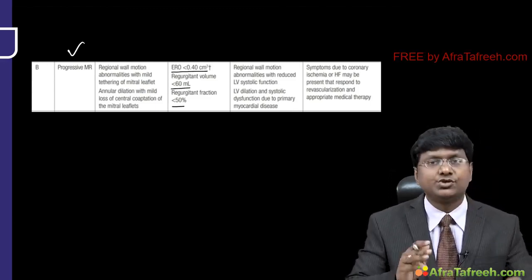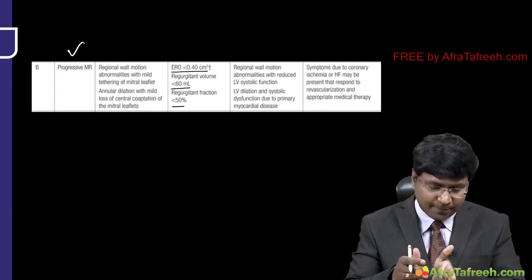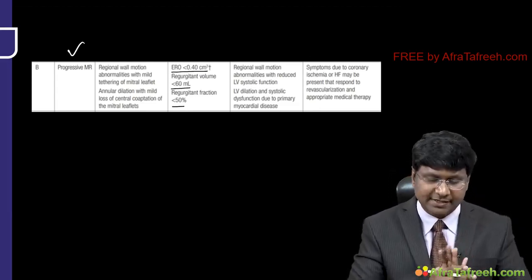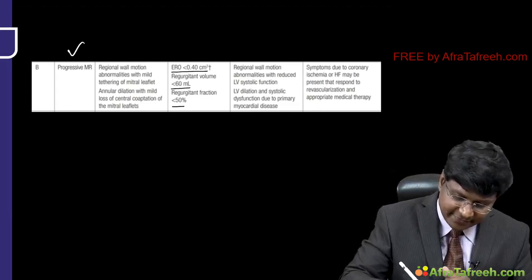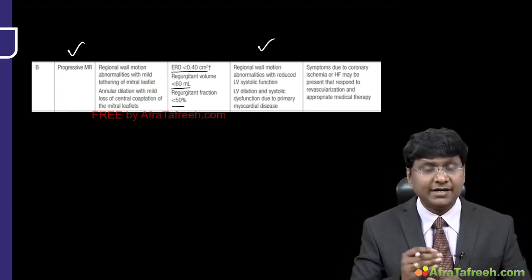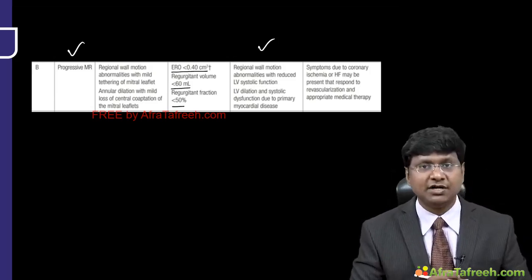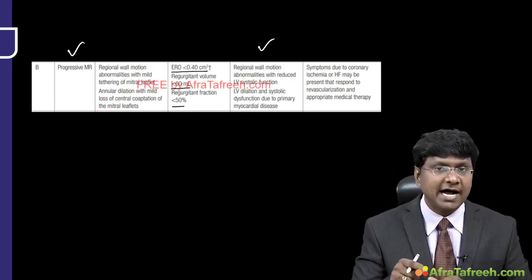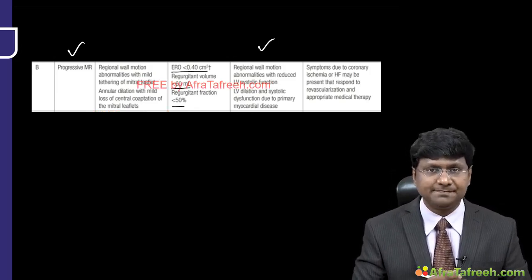Regurgitant fraction should be less than 50%. So these are the criteria to call it progressive MR. And in these individuals, there will be regional wall motion abnormality, right, with reduced LV systolic function. That means these individuals will have heart failure with reduced ejection fraction.